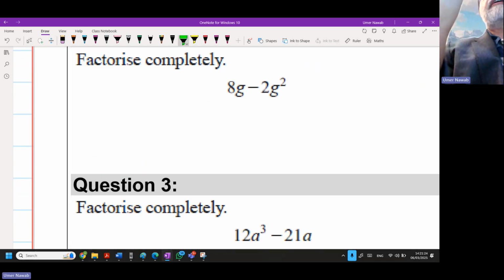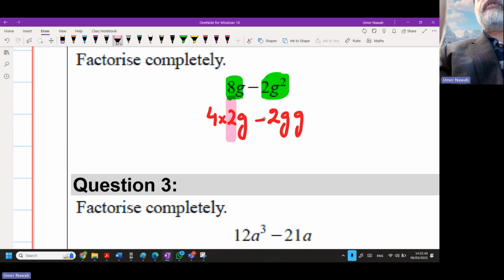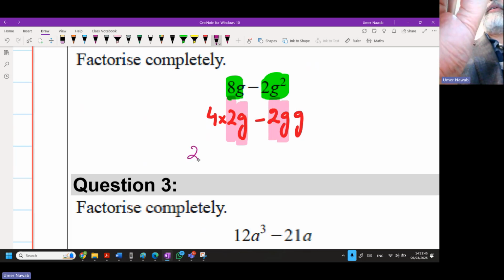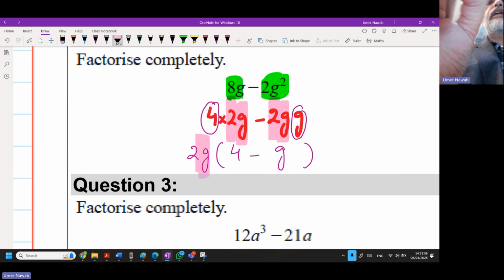Next question, we want to factorize. I have two terms. So 8g can be written as 4 times 2 and g, and minus 2g squared can be written as g and g. So can you check what are the things common? 2 is common, and also g is common. So I'm going to take the 2g outside. When you take the 2g outside, what is left inside? 4 and g. So 4 minus g. So the things which are common, you should take them outside, and the things which are left behind, you just copy them as it is.